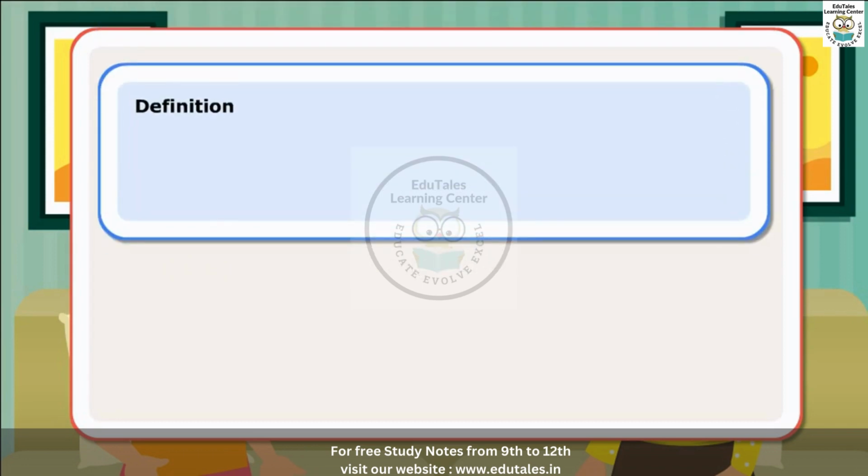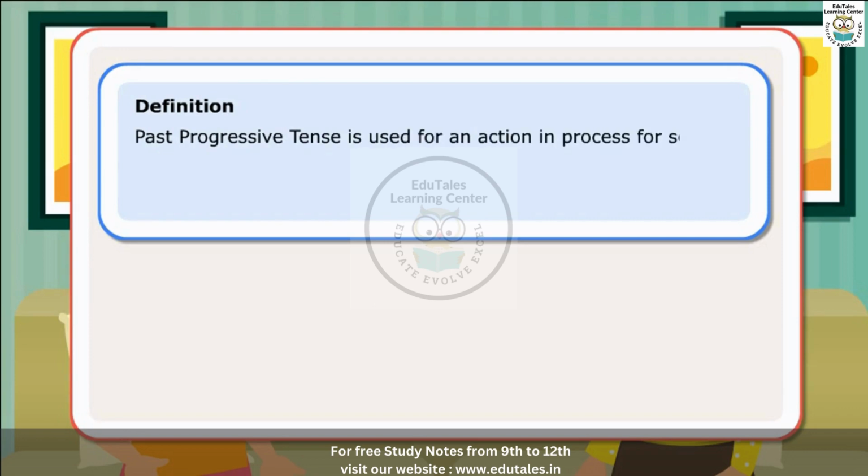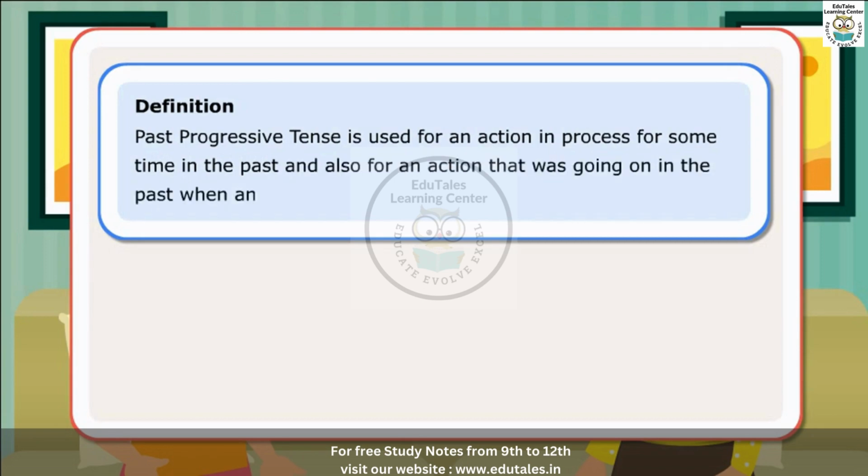Definition: Past progressive tense is used for an action in process for some time in the past and also for an action that was going on in past when another action happened.